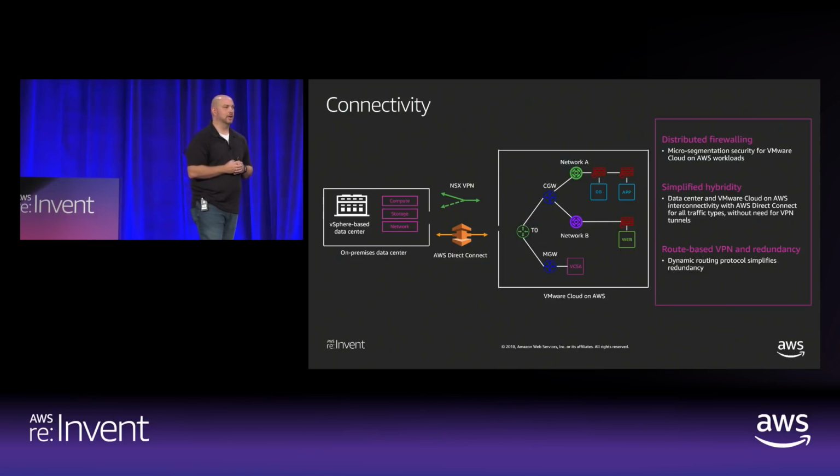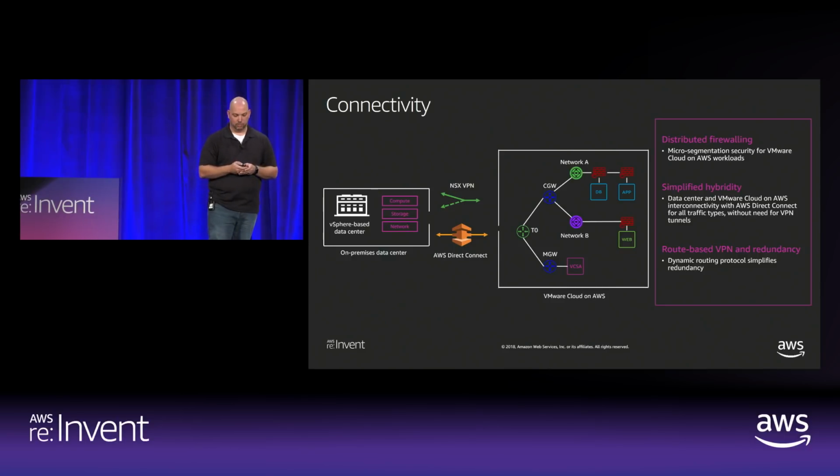Another cool thing with this introduction of the T0 router and being able to do the consolidated VPN tunnels is they now support route-based VPN as opposed to just policy-based VPN. So for those who are wanting to run BGP and do dynamic routing for the VPNs, you can now do that as well. So that functionality has been added as well.